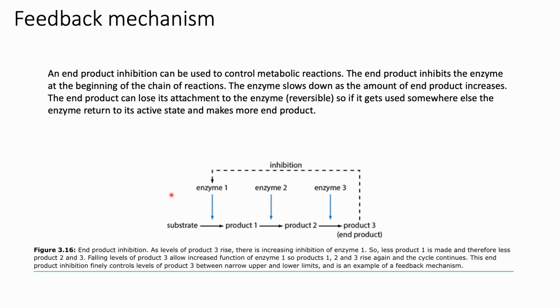Looking at feedback mechanisms, end product inhibition can be used to control metabolic reactions. The end product inhibits the enzyme at the beginning of the chain of reactions. The enzyme slows down as the amount of end product increases. The end product can lose its attachment to the enzyme, so it gets used somewhere else and the enzyme returns to its active state and makes more end product.